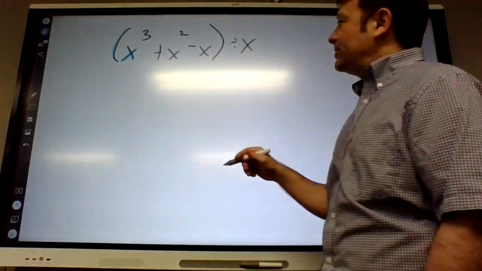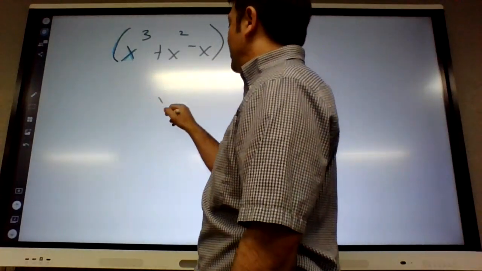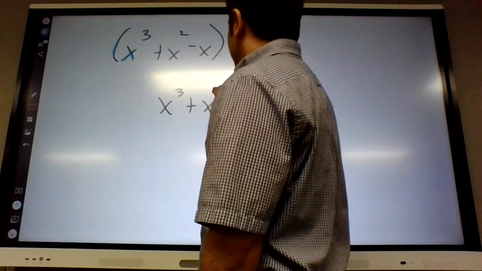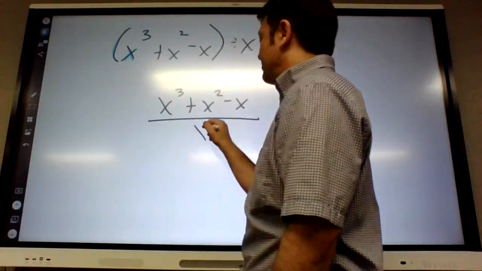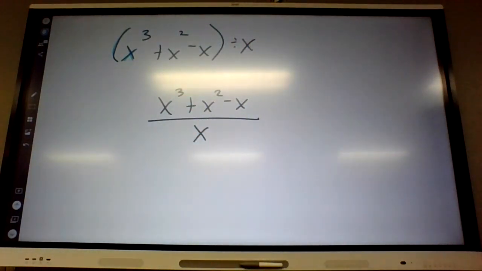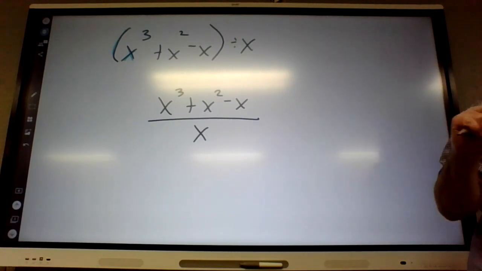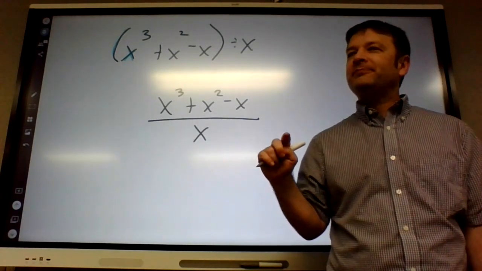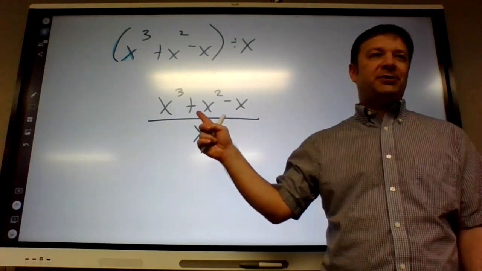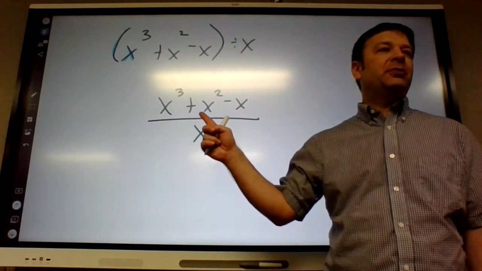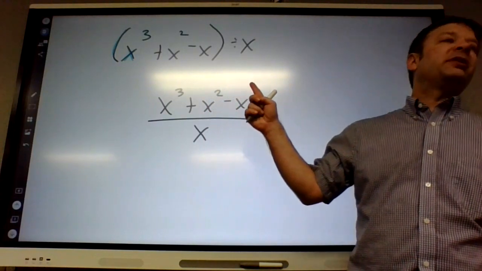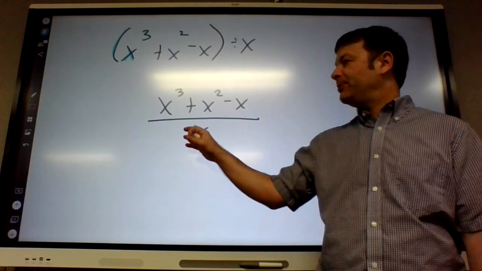So they wrote it like this. I prefer it to be written as a division bar, but this is the same thing. Okay, if you are dividing by one term, it's not very hard. Does anybody think they know how you would divide on this one? Basically, it's distributive property with division.